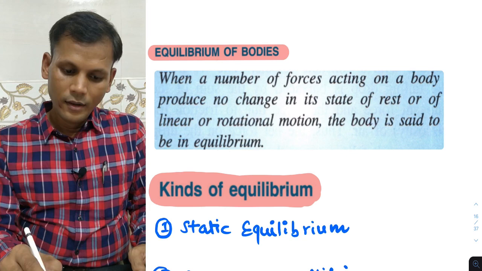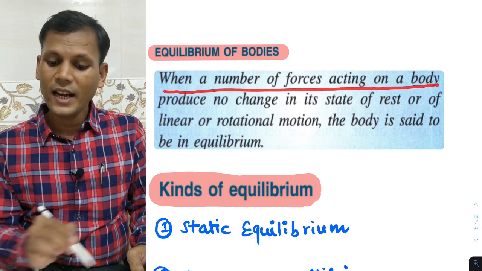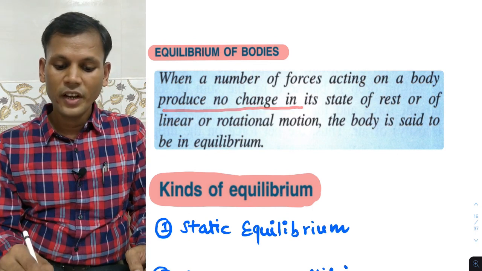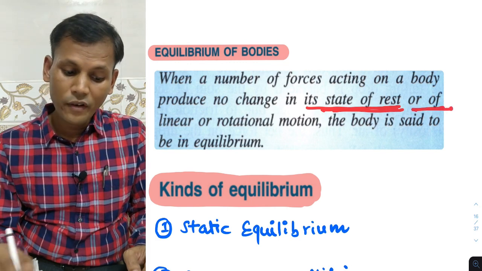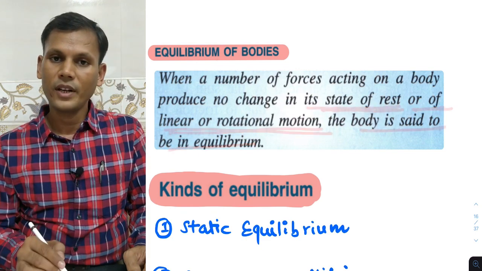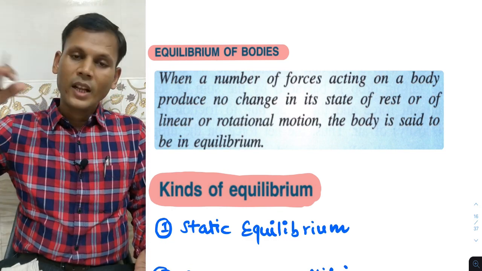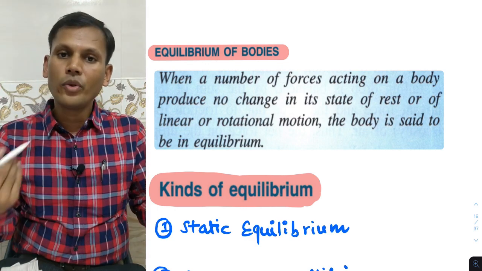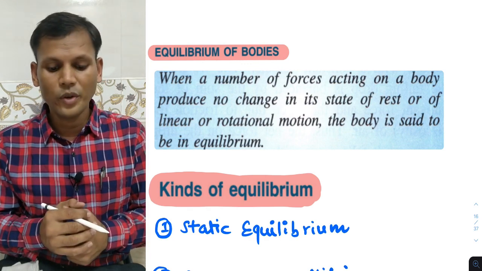We can see the definition part. When a number of forces acting on a body produce no change in its state of rest, if it is at rest, or of linear or rotational motion, the body is said to be in equilibrium. It may be applicable for rotational motion also. If any body is rotating and a number of forces are acting on it and still it is rotating in the same way, it means the body is in equilibrium.